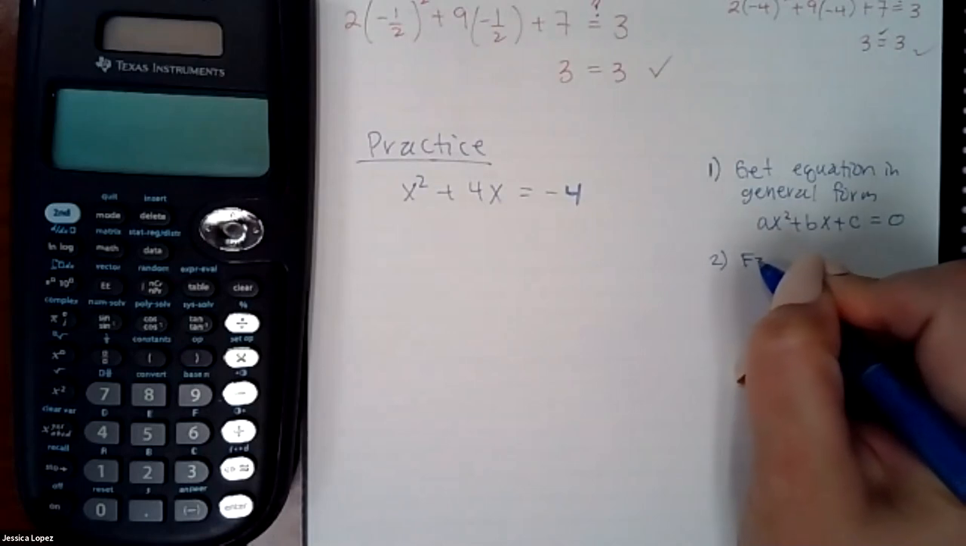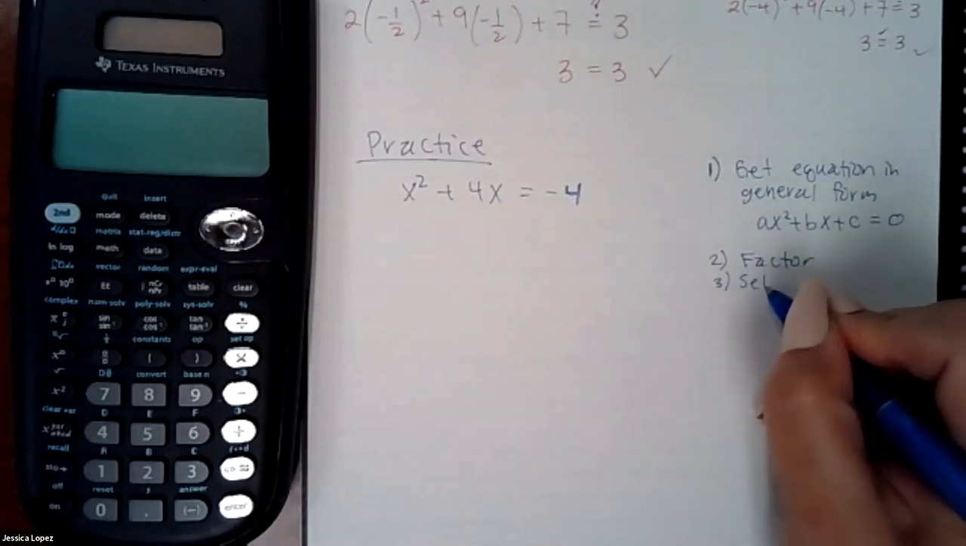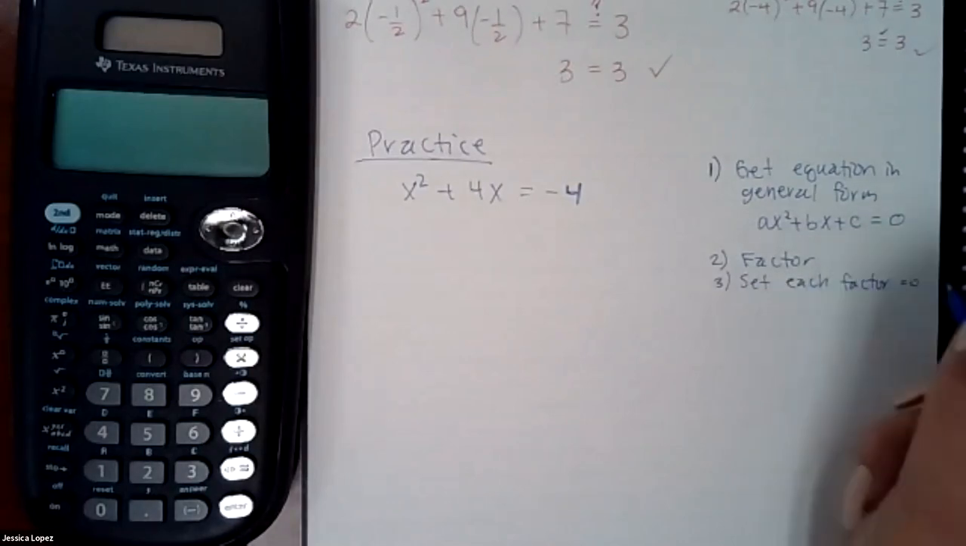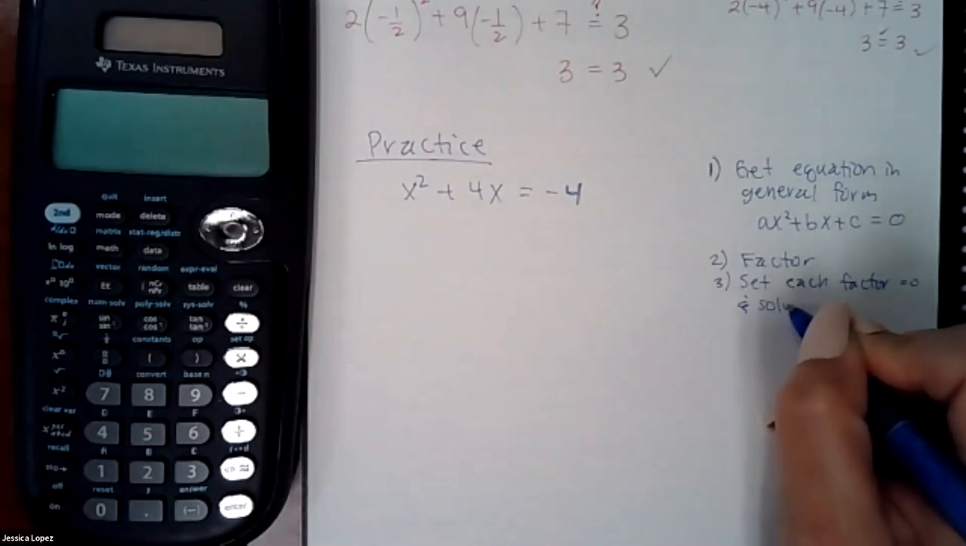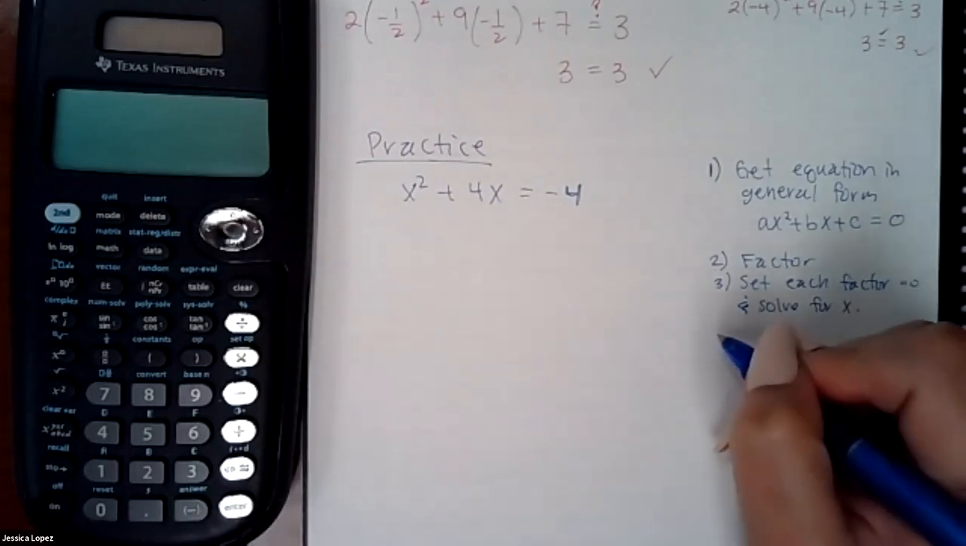Then the second thing you're gonna do is you're gonna actually factor it. And then the third thing you're gonna do is set each factor equal to zero and solve for x in those, in both of those equations, right? And then four is optional. You can check.